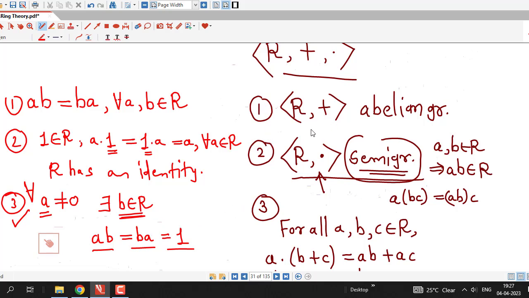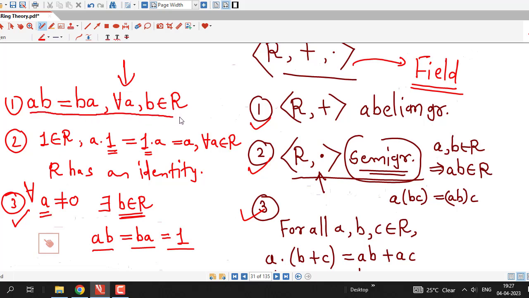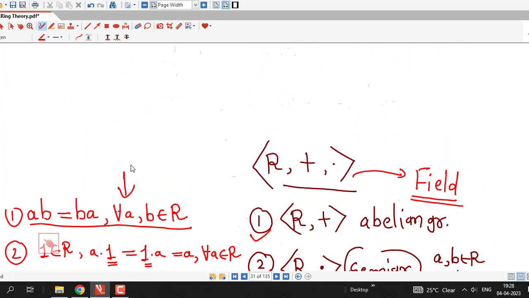So if in addition to the conditions of a ring, these three conditions are satisfied, then this ring R becomes a field. So a field is a ring satisfying these three conditions. First condition is ring R is commutative. Second condition is ring R has an identity, and third requirement is every non-zero element of ring R has an inverse in ring R. And if these conditions are satisfied, then our ring R becomes a field.